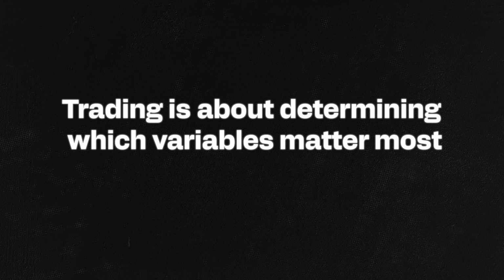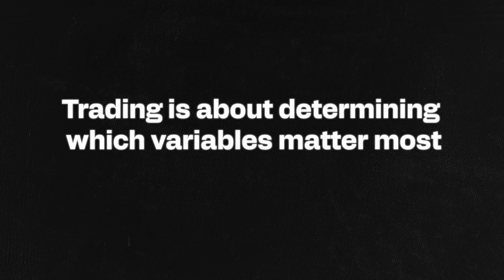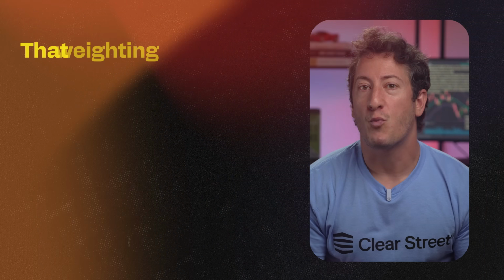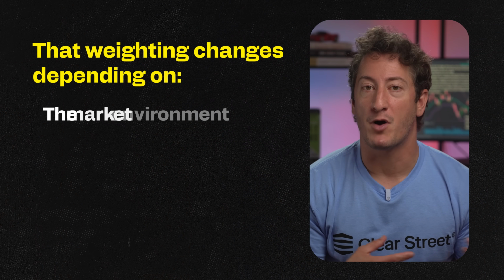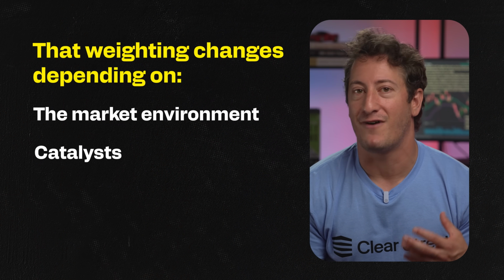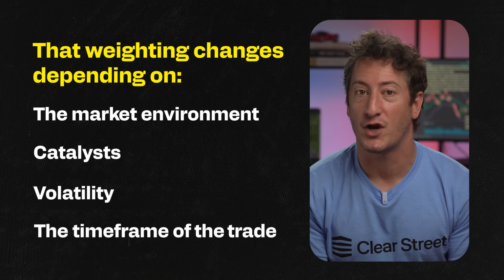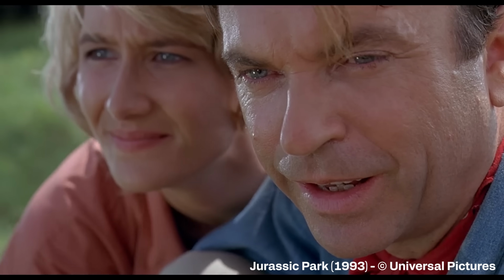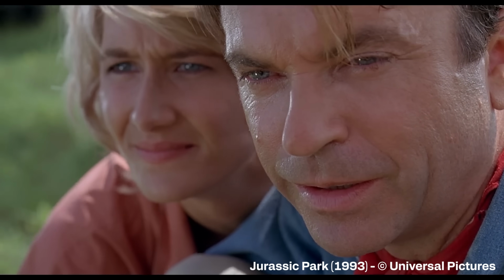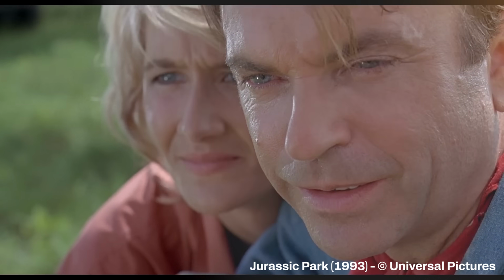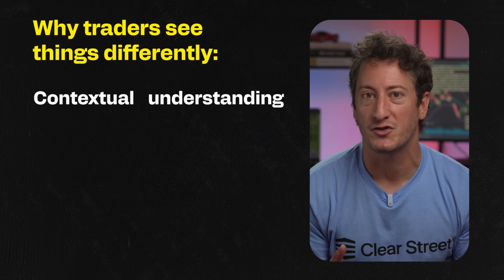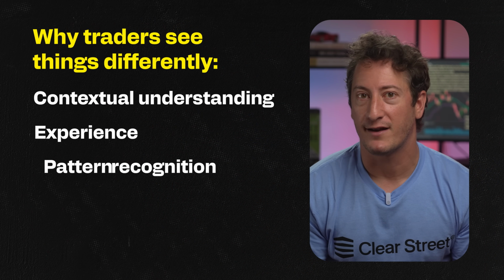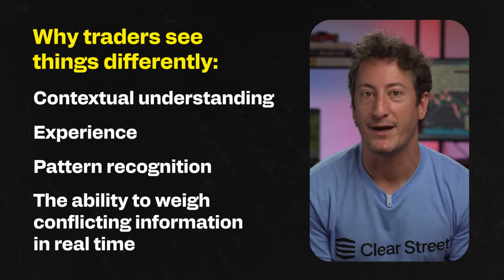Trading is about determining which variables matter most in that specific situation. The weighting constantly changes depending on the market environment, whether there's a catalyst, volatility, and the time frame of the trade. That sounds overwhelming, but that's actually a good thing because it makes trading so much harder to automate and make discretionary traders obsolete. Two traders can look at the exact same chart and come to completely different conclusions. That difference is because of contextual understanding, experience, pattern recognition, and the ability to weigh conflicting information in real time.